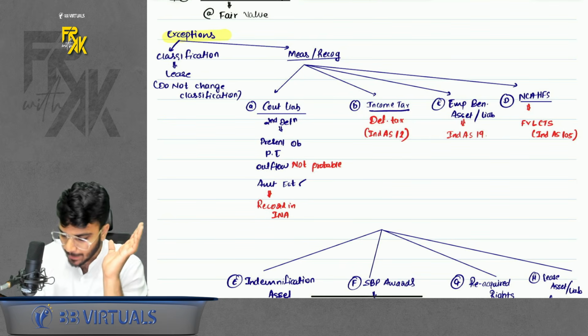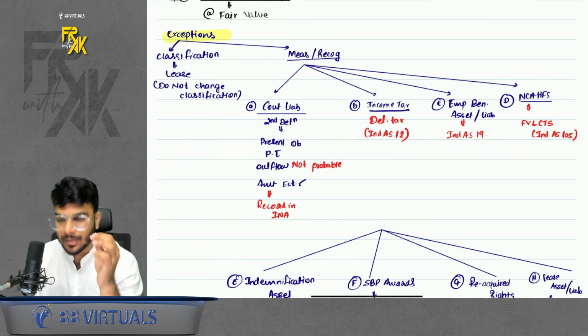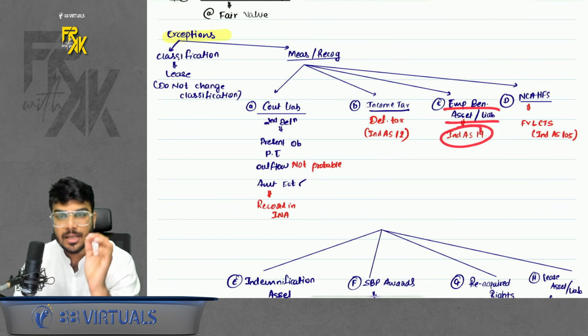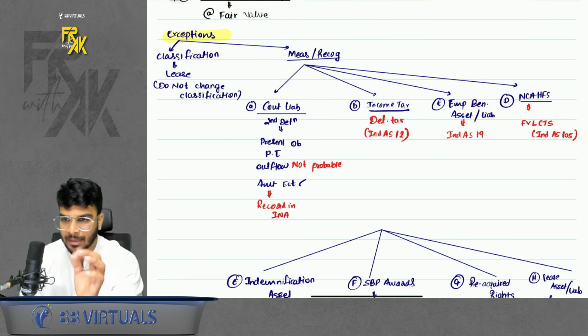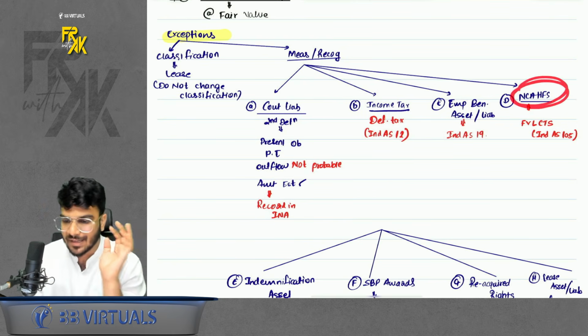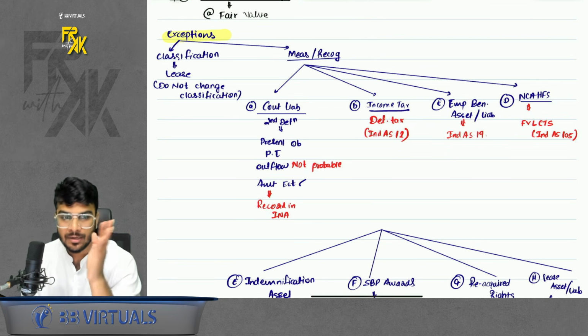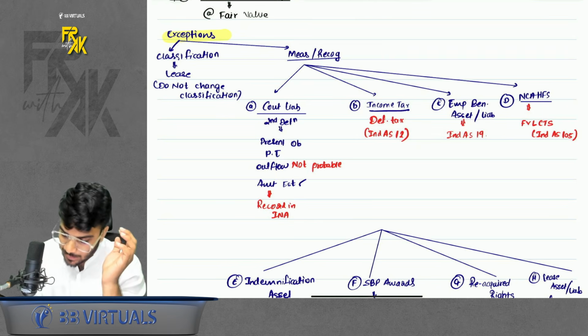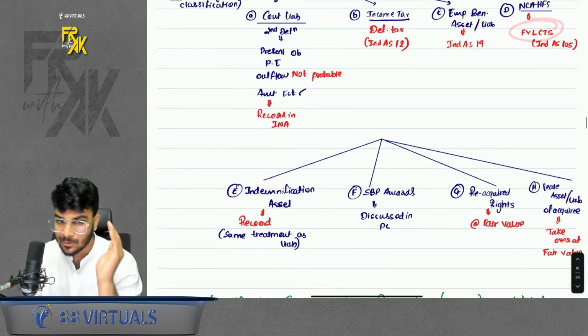Do remember. Apart from this, next point is employee benefits, assets and liabilities. So if there are any employee benefit assets and liabilities, you will take that over as per Ind AS 19 values. Apart from this, if there is any non-current asset held for sale, you will not take over at fair value, you will take over at fair value less cost to sell as per Ind AS 105.